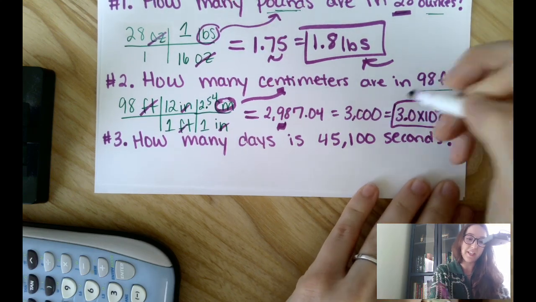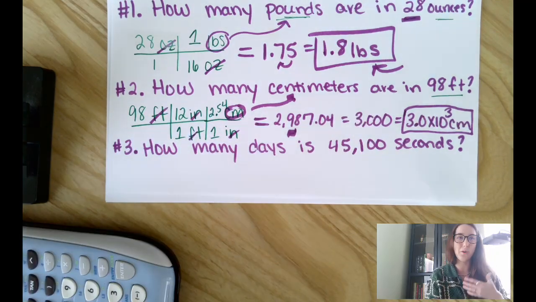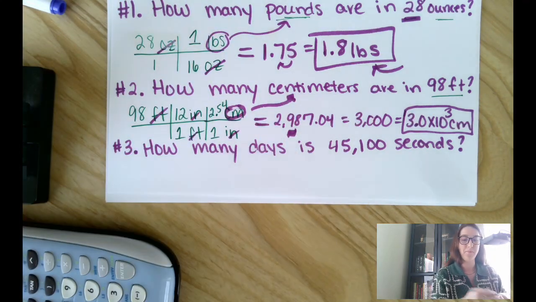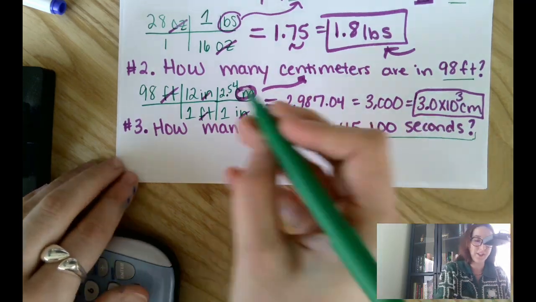Again, if you haven't learned sig figs yet, don't worry about it. As long as you can get this T-chart set up in your answer, you're good to go, okay? All right, number 3. How many days is 45,100 seconds, okay? So we're going from the given unit, 45,100 seconds.